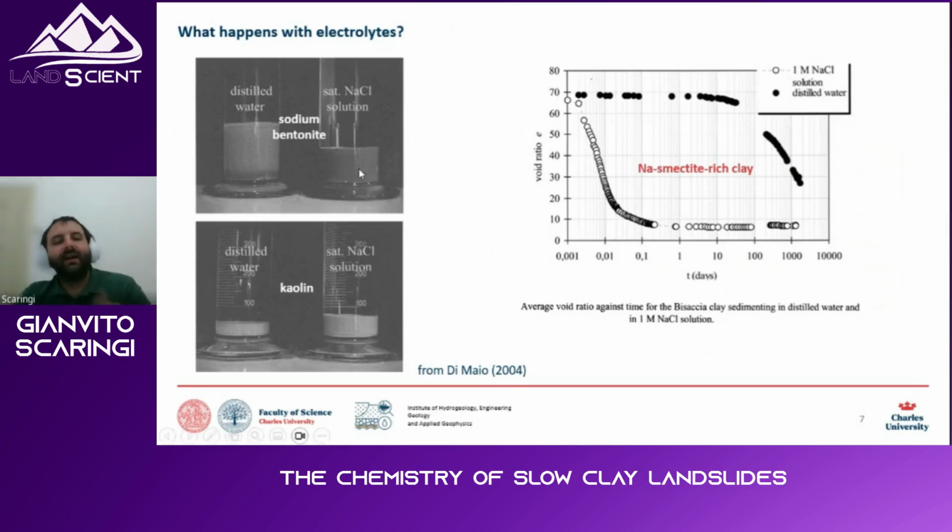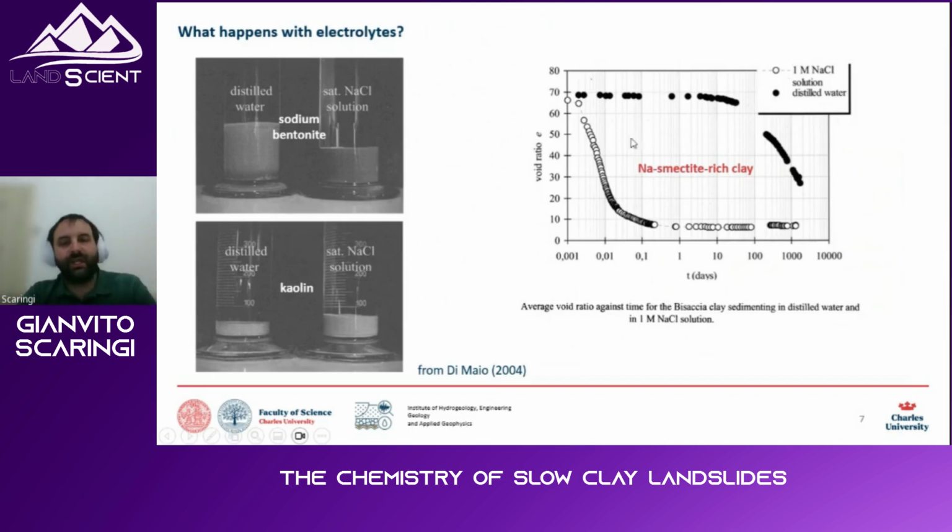And in fact, a bentonite in a salt solution, even though it's more compact, has a lower volume, actually has a much higher permeability, 2-3 orders of magnitude higher. The opposite happens in another type of clay, which is the kaolin. Kaolin is a kaolinite-rich clay, where in water the structure is more compact, in salt solution the structure instead is more open with a larger volume.